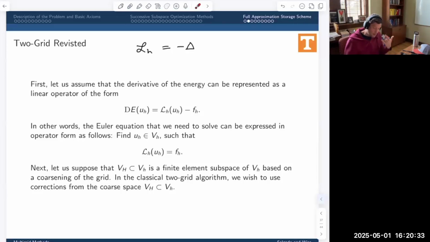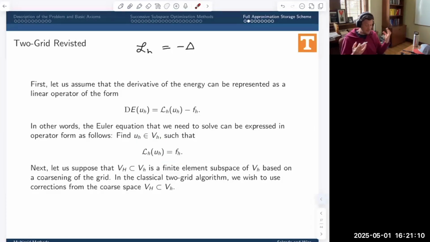But we can generalize this, right? We can say, well, let's just suppose it's any linear elliptic operator, okay? And so this is kind of like the representation of the Euler equation, or I could say it another way. The Euler equation is represented like this as a kind of operator equation. Okay, right. So how do we want to solve this? Well, we're going to look for the finite dimensional solution from the finite element space that satisfies this equation.